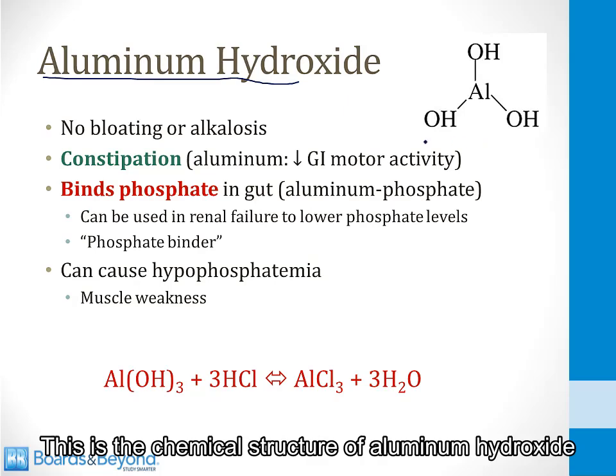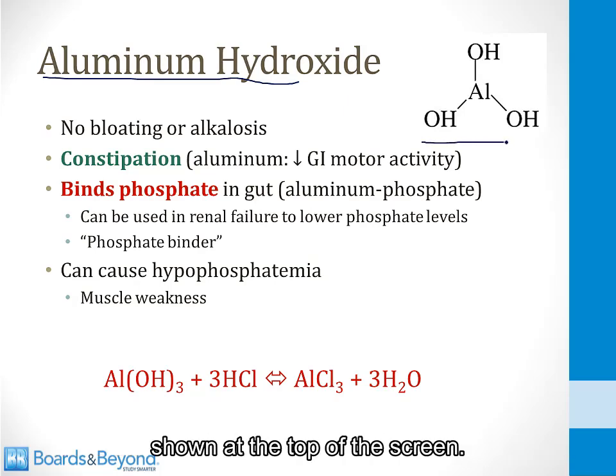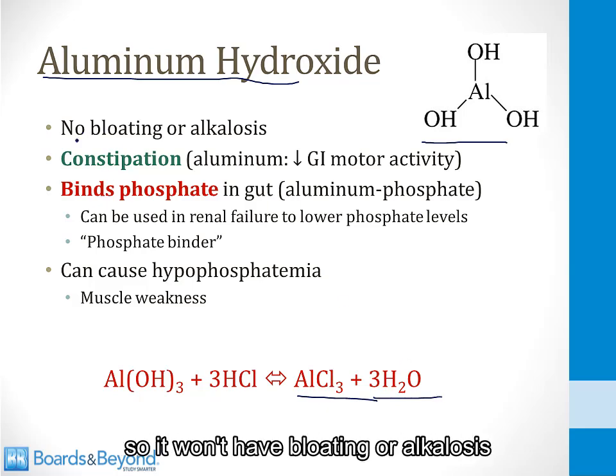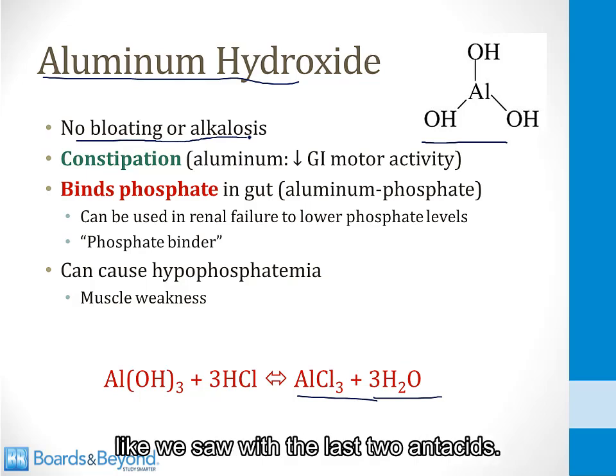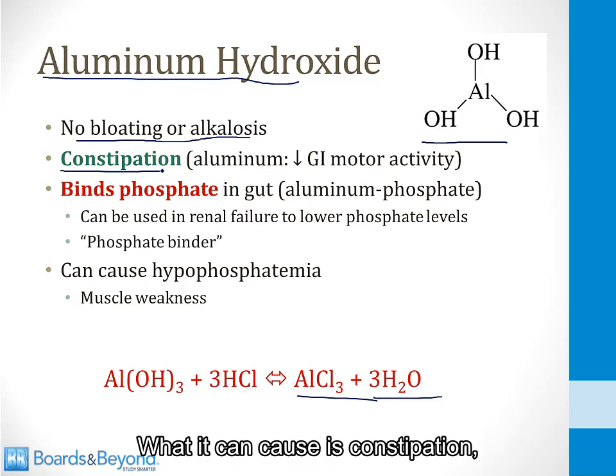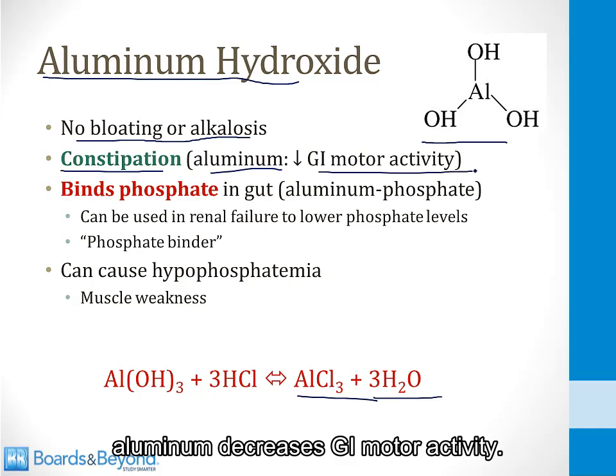This is the chemical structure of aluminum hydroxide shown at the top of the screen. At the bottom is its chemical reaction with hydrochloric acid. It forms aluminum chloride and water. It does not form carbon dioxide, so it won't have bloating or alkalosis like we saw with the last 2 antacids. What it can cause is constipation, and that's because, much like calcium, aluminum decreases GI motor activity.